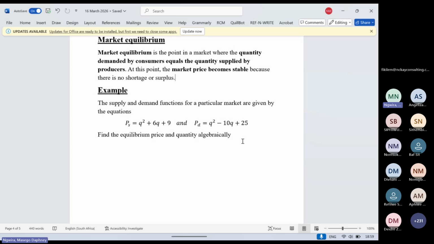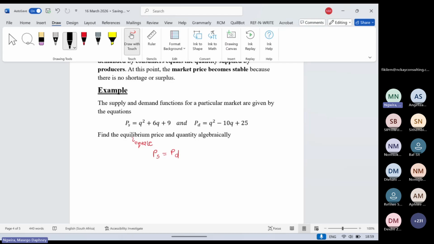The first question says, find the equilibrium price and quantity algebraically. Meaning we have to solve, not with the graph. Every time they mention equilibrium, you equate the two functions. We know that equilibrium means supply is equal to demand. And then now we solve. I'm just going to solve it.